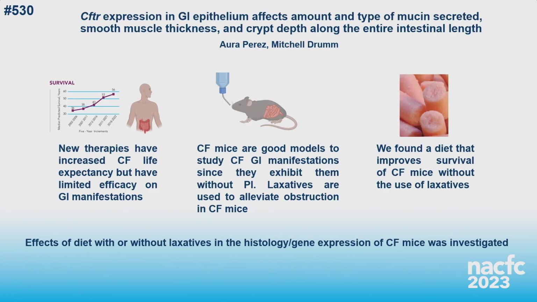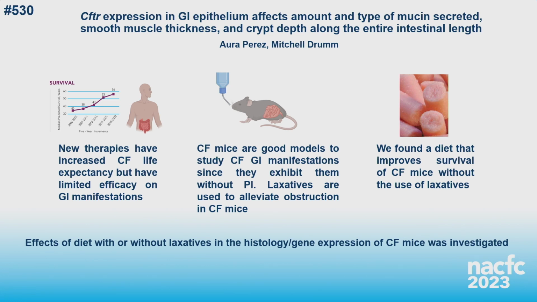Therapies developed in recent years have increased the life expectancy of the CF patient, but they seem to have limited efficacy in the gastrointestinal manifestation observed in the CF patient. Therefore, understanding how the action of CFTR from the intestinal epithelia contributes to this GI manifestation is important. The CF mouse models recapitulate those GI disturbances without the confounding effect of pancreatic insufficiency. Therefore, they are a good model to study GI disturbances in CF.